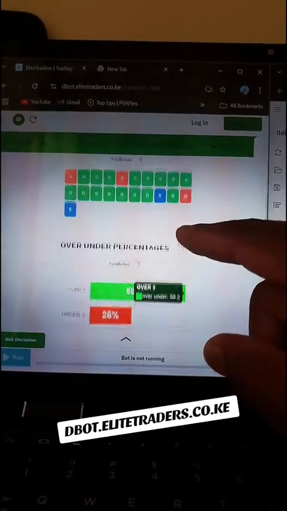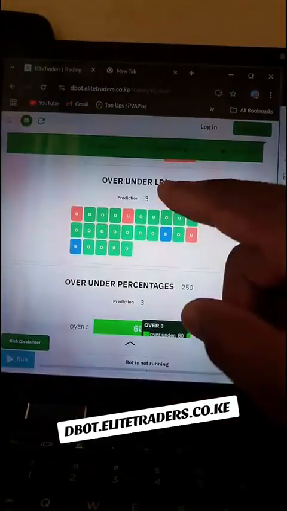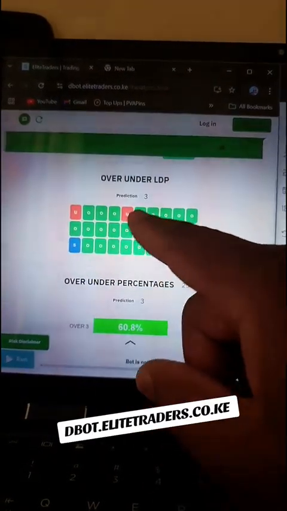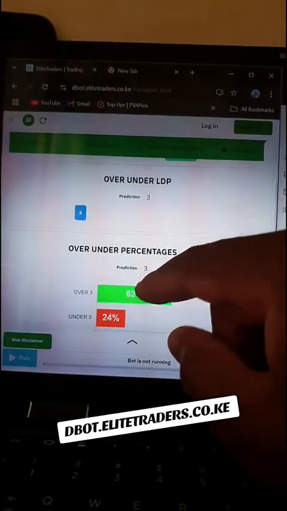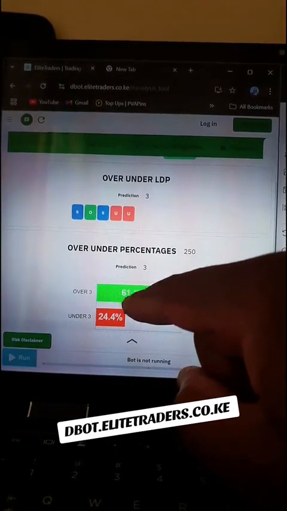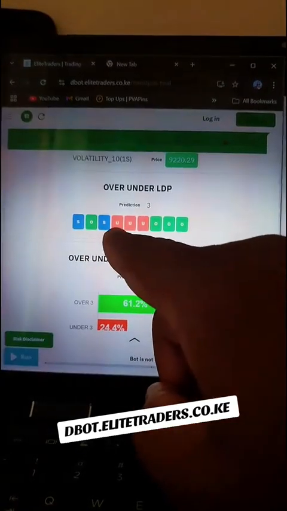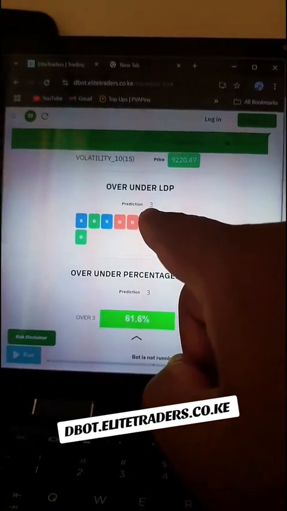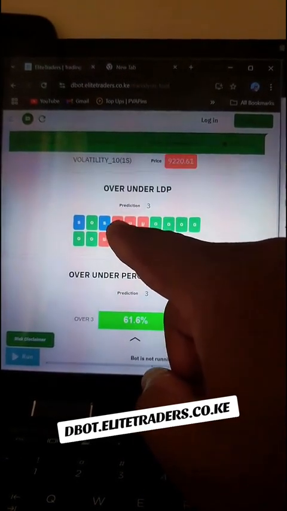Then the next thing that you need to consider is the occurrence here. You can see the majority of digits that are appearing in this market are over digits. Currently the market's around 61, so the market is on the rise. So you should check the occurrence, because you can see anytime a digit appears that is below 3, you'll get under, the U, this one.